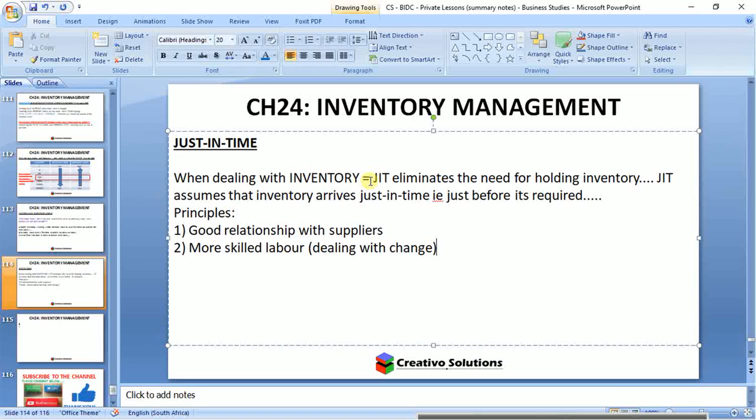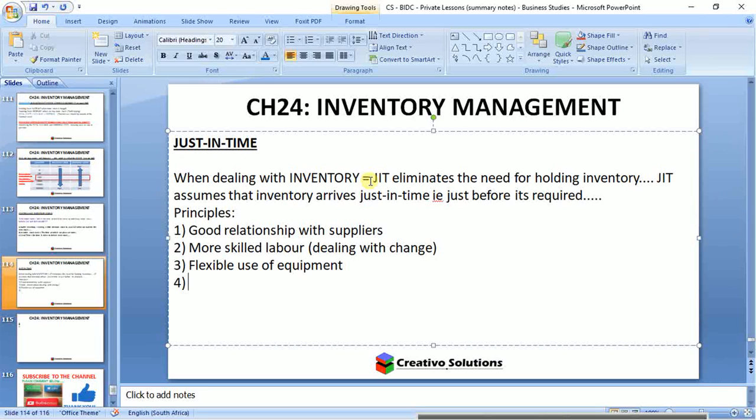Number three, equipment and machinery must be flexible. So, flexible use of equipment. Let's use the word equipment because it covers machinery as well, so we don't have to write too much. What do we mean by flexible use of equipment? If one item arrives, I should be able to do the knitting. If another arrives, I need to do the sewing. If another one, I need to do the printing, whatever the case is.